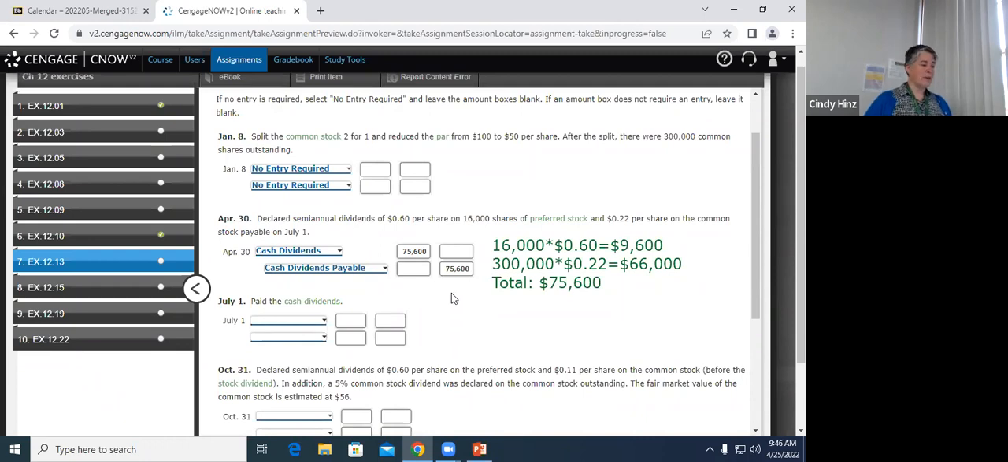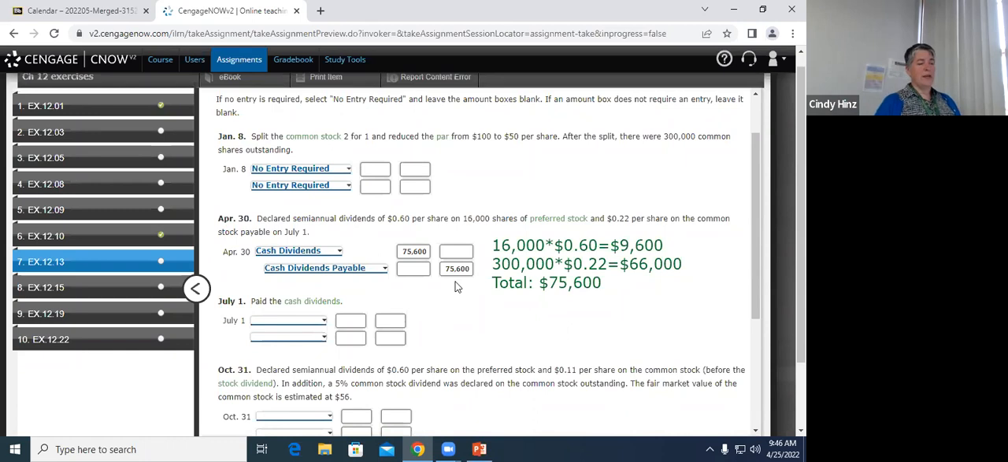The next important date would happen sometime after the declaration date, but before July 1st, when it says we paid the cash dividends. So the next important date is the date of record, and that determines who will receive the dividends. Whoever owns the stock on that date of record will receive the dividends, even if they sell the stock prior to July 1st.